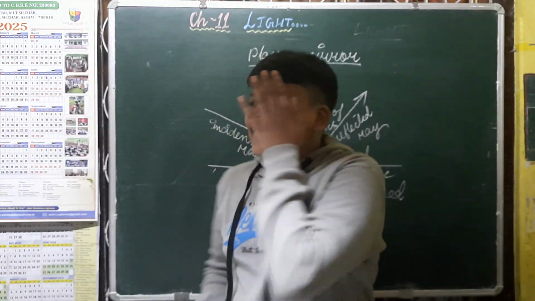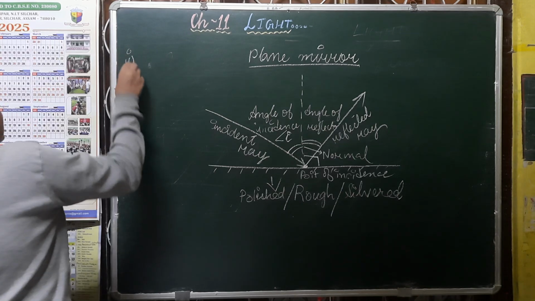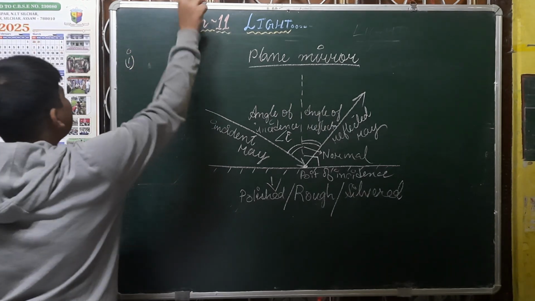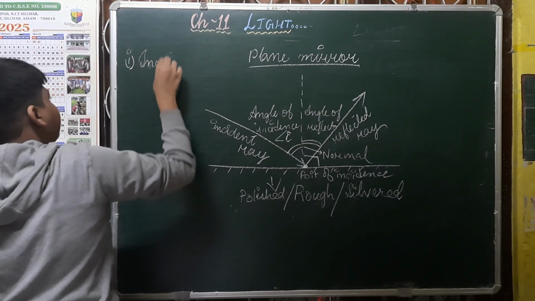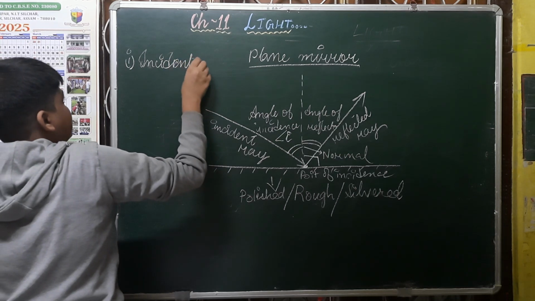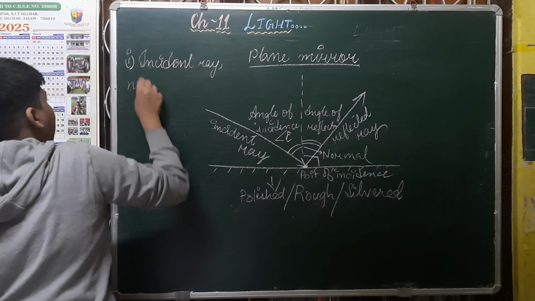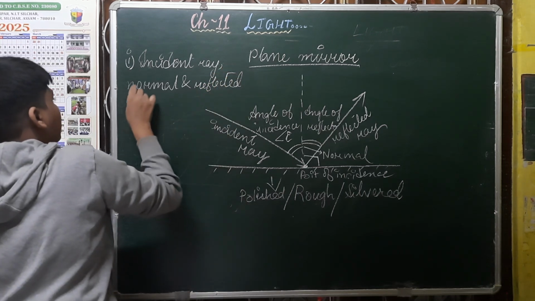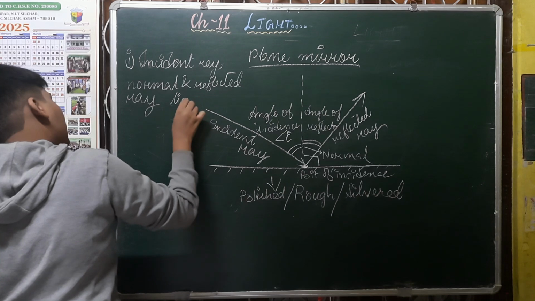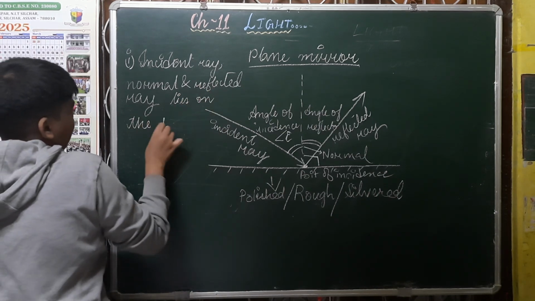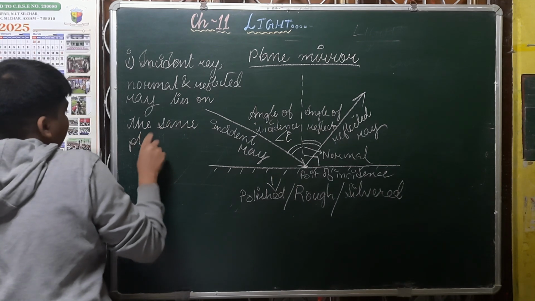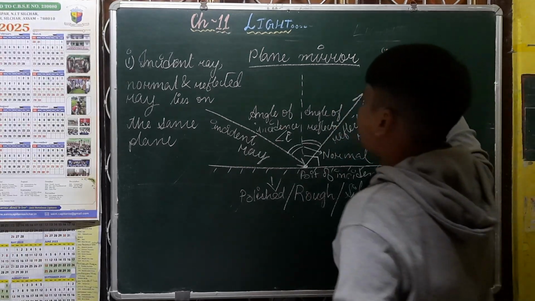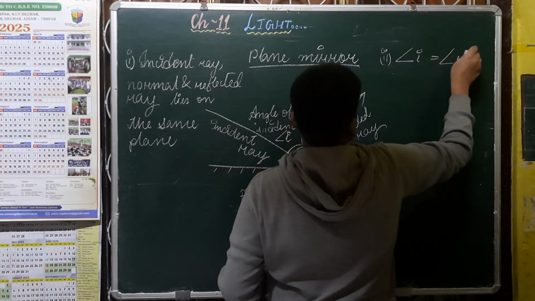There are two laws for reflection of light. Remember, these laws are only for the reflection of light. The first law is, the incident ray, normal, and reflected ray lie on the same plane. And the second law is, the angle of incidence is equal to the angle of reflection.